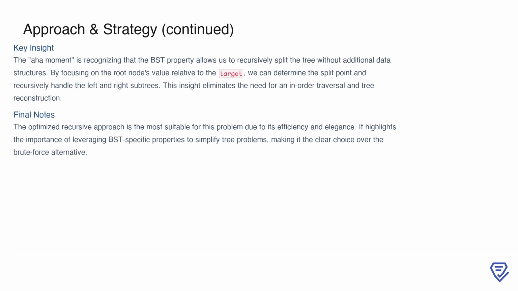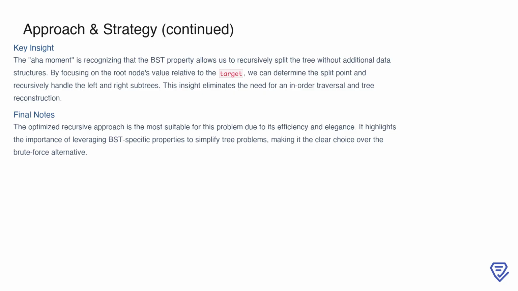The key insight for this problem lies in recognizing the power of the BST property. By focusing on the root node's value relative to the target, we can determine the split point and handle the left and right subtrees recursively. This insight eliminates the need for additional data structures, in-order traversal, or tree reconstruction, significantly simplifying the solution. The optimized recursive approach stands out as the most effective strategy because of its efficiency and elegance. It showcases how leveraging BST-specific properties can simplify even complex tree problems.